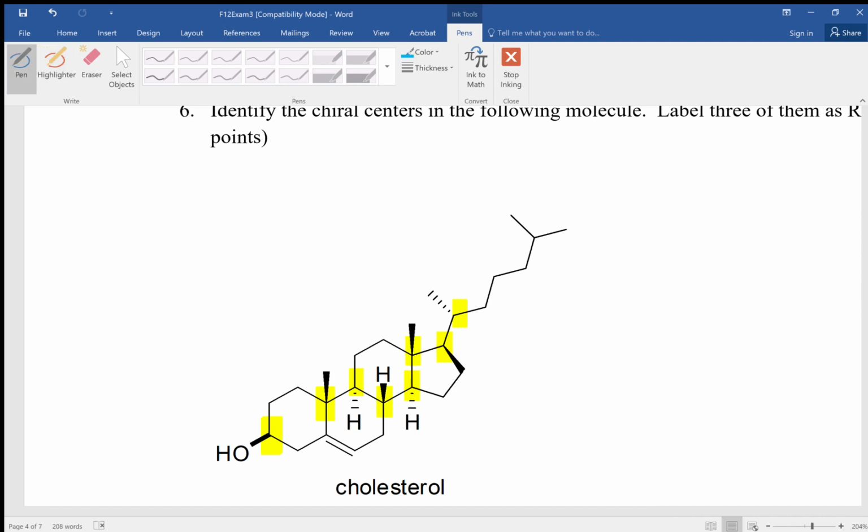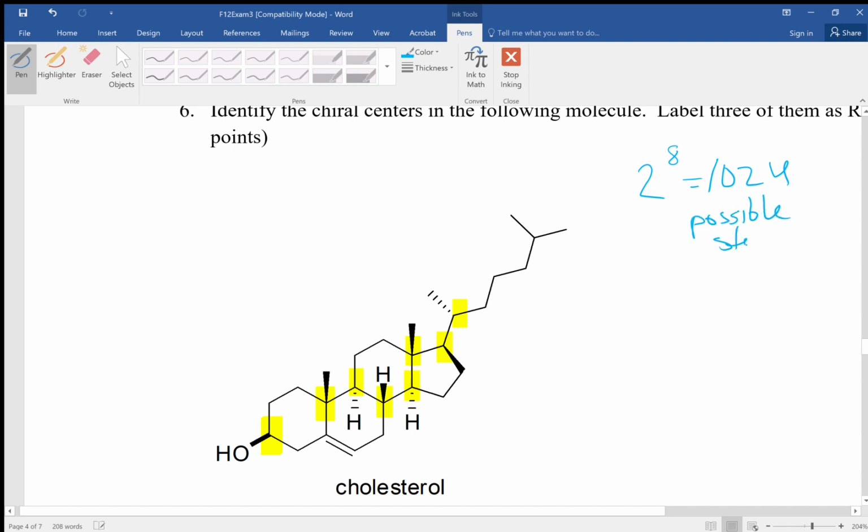Now, a related question I could ask you is, how many possible stereoisomers are there for cholesterol? Do you remember how to figure that out? To figure that out, you take 2 and raise it to the power of the number of chiral centers. So cholesterol has 2 to the 8th possible stereoisomers, or 1,024 possible stereoisomers.